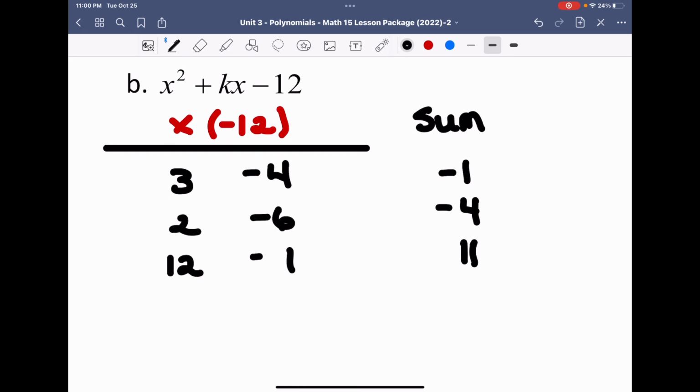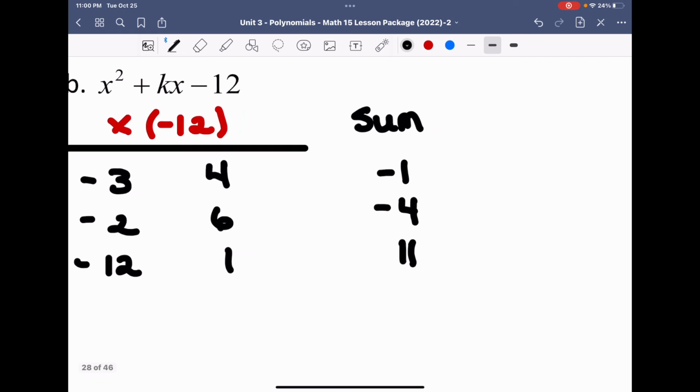Now, I could do this the opposite way and say, what if I put the negative in front of the other term instead? Then the sum would be negative 3 plus 4, which is positive 1. Negative 2 plus 6 is positive 4. And finally, negative 12 plus 1 is equal to negative 11. So it can yet again be the plus minus of all the factors that work to multiply to make that value.